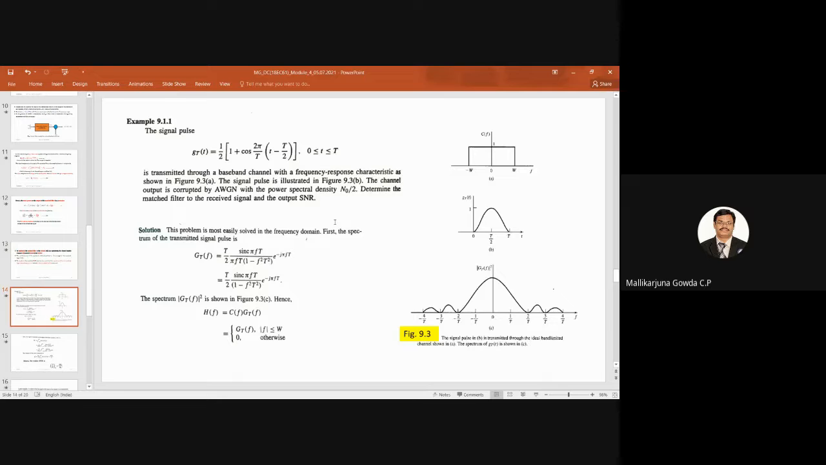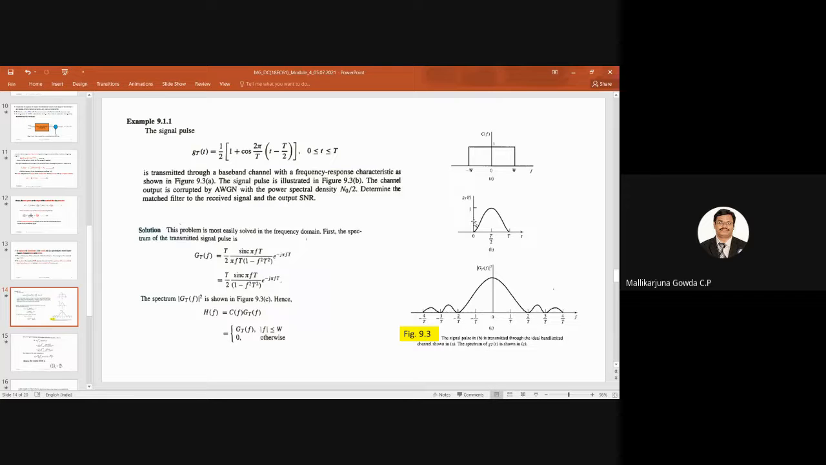So this is one numerical based on whatever I have discussed so far. This is how I represent my signal pulse. So gT(t) is equal to 1 by 2 times 1 plus cos of 2 pi by capital T times (t minus T by 2), which exists over the interval 0 to T, and which is what is shown here. This is a half sine wave pulse. Hope we are able to see this. Half sine pulse can be represented mathematically like this. So this is what is shown here in the diagram, gT(t). Is it possible to see this diagram?